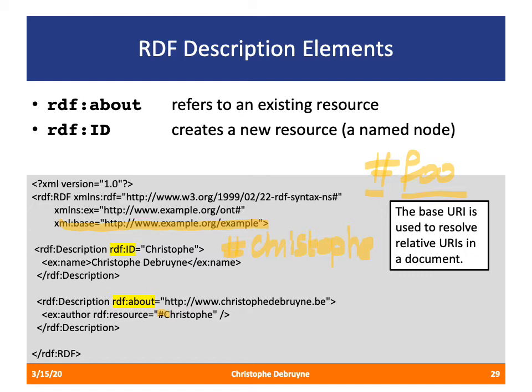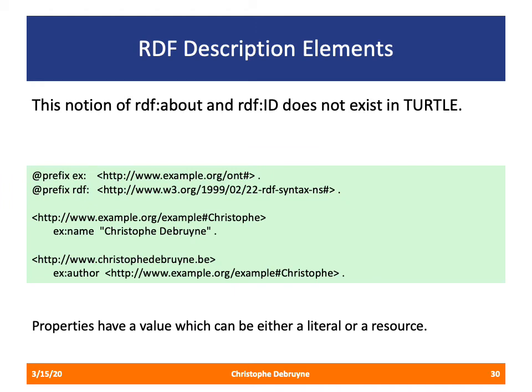We now know that this is a named node relative to the base URI, and we have declared that the website is authored by that thing, and that thing has another description over there, which states that it has the name Christoph de Bruine. This notion of RDF About and RDF ID does not exist in RDF Turtle. We just use URIs, either absolute URIs, relative URIs, or via namespace prefixes.